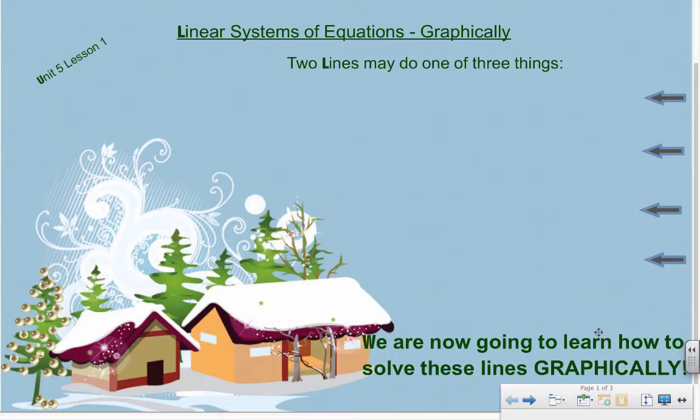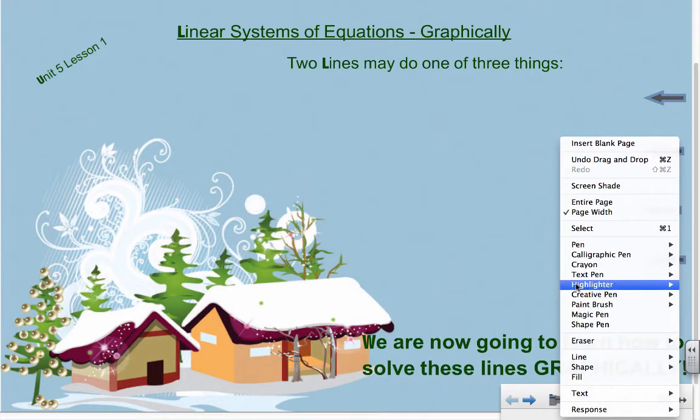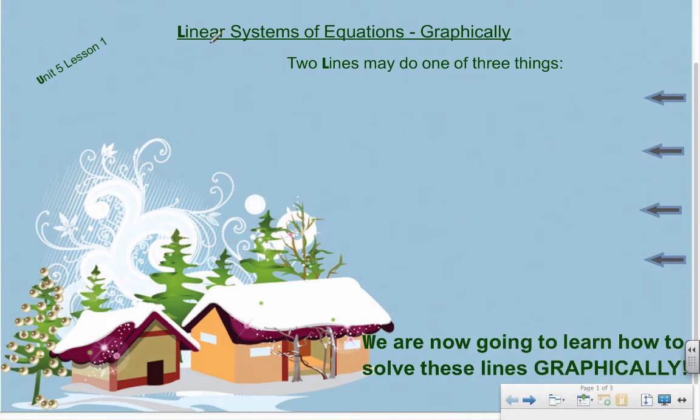All right, Unit 5, Lesson 1, we're going on to systems of equations. Now, remember what a system of equations is. It basically means two or more equations. Notice how I said two or more equations. You can have 3, 4, 5, 6, 7. You can have as many as you want.